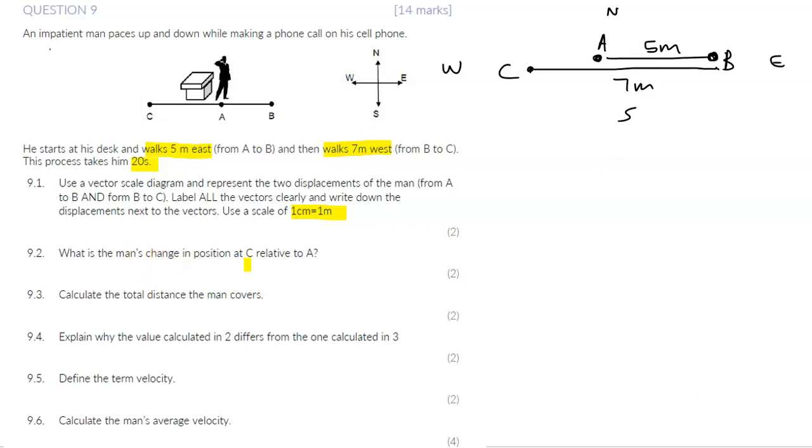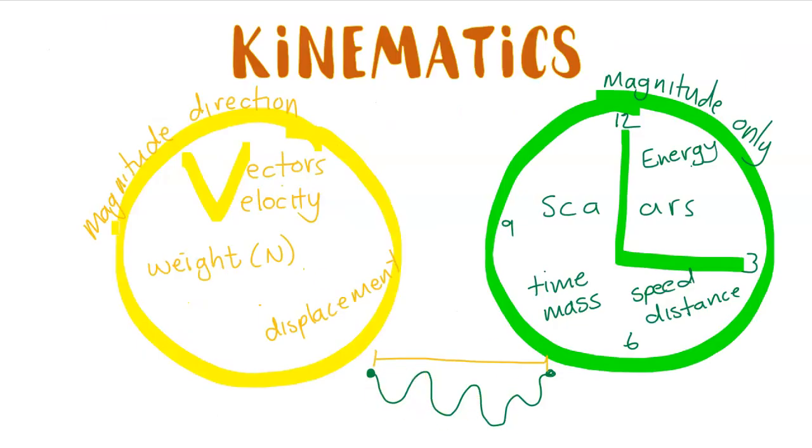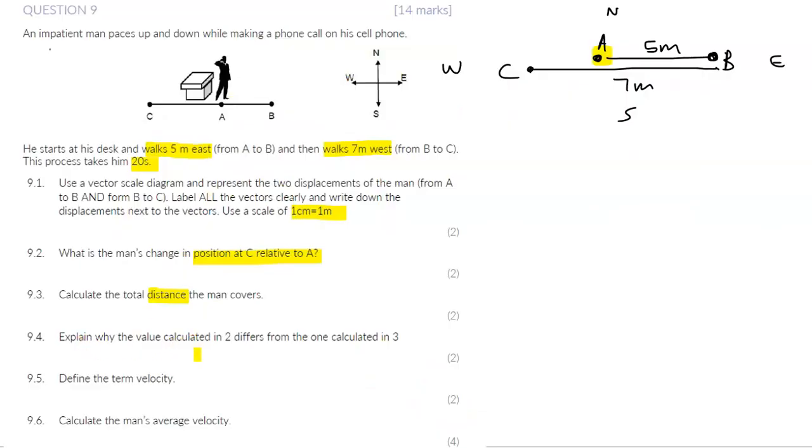What is the man's change in position relative to A? Calculate the total distance the man covers. So we've sort of already done that. That's like 5 plus 7, because distance, remember, is the green one, the actual route taken. Explain why the value calculated in 2 differs from the one calculated in 3. We'll get to that, but that's just the difference between displacement and distance. And then define the term velocity, and then calculate the man's average velocity for 4 marks, and then we're done.